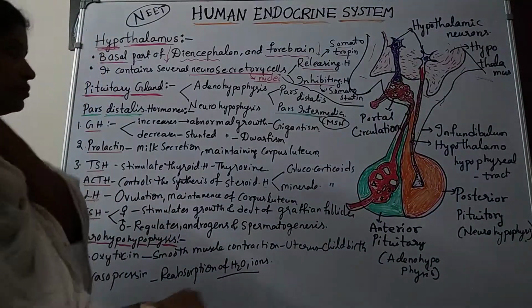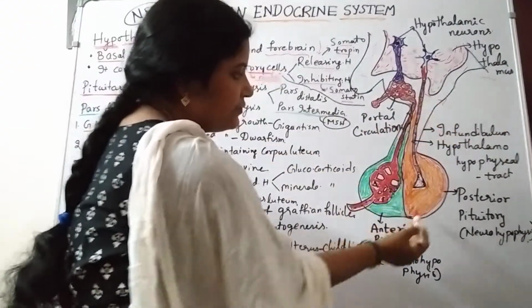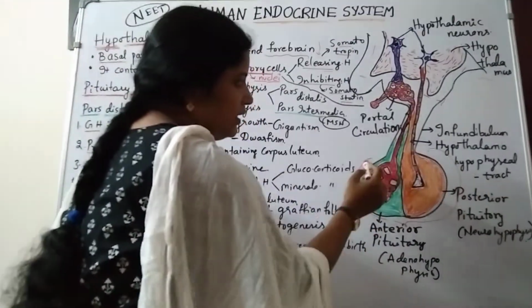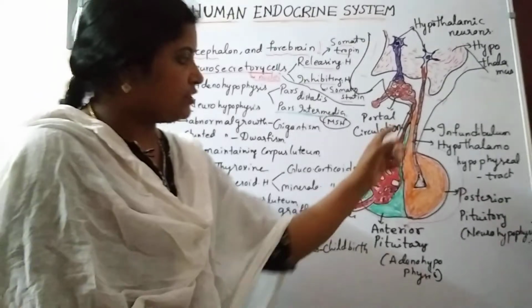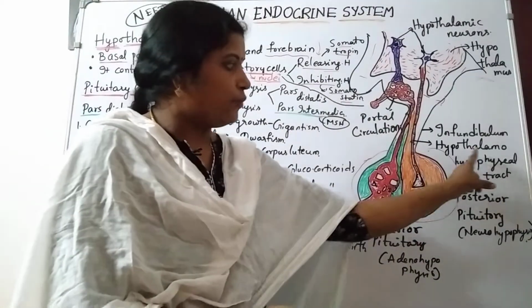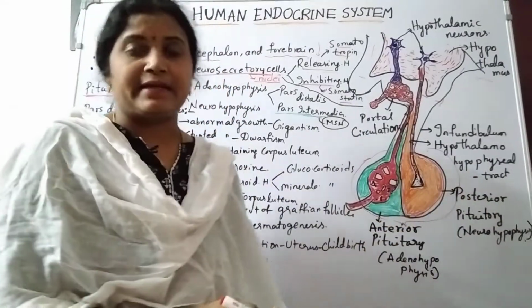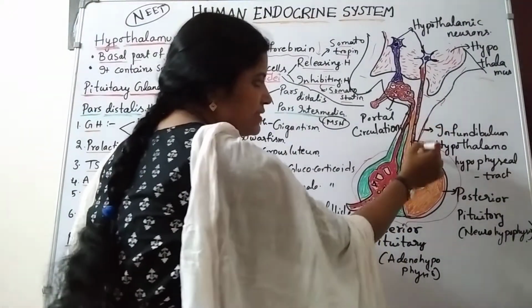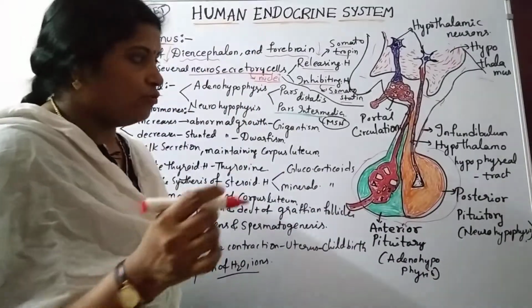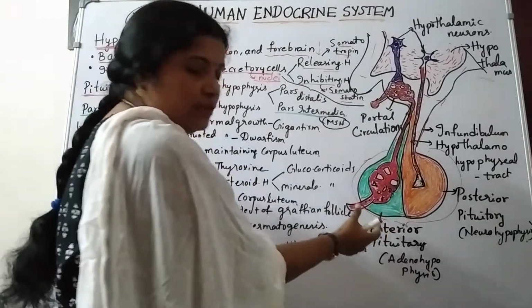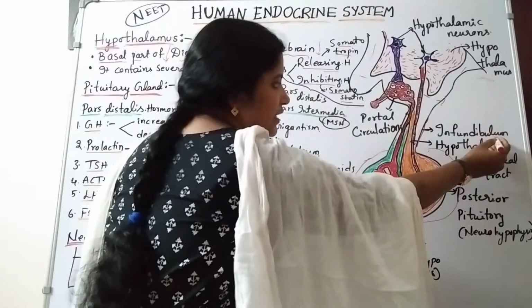After that, this hypothalamus is connected with the pituitary gland. This entire portion is known as the pituitary gland. So how is it connecting with the pituitary gland? It is connected by the hypothalamo-hypophyseal tract. This portion is the infundibulum. The duct which connects the hypothalamus and pituitary is known as the infundibulum.